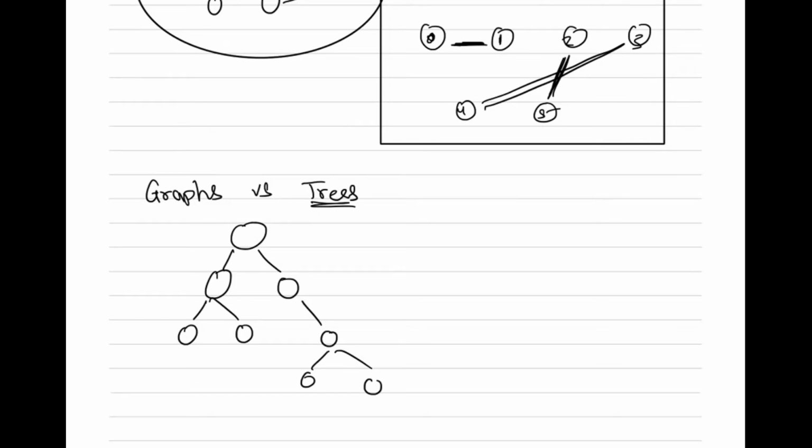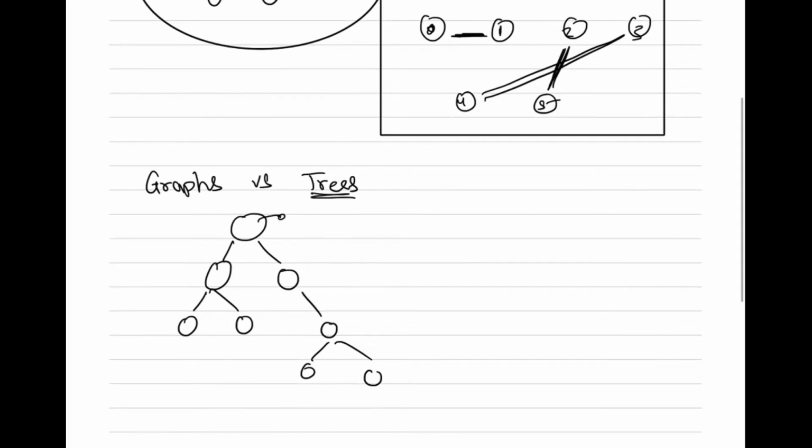So what a tree is, we have a root and parent. This will be the parent node, and it has two children in this case. And for this parent, it has two children. Interestingly, we can access the children from the parent, but we can never access the parent from the children.